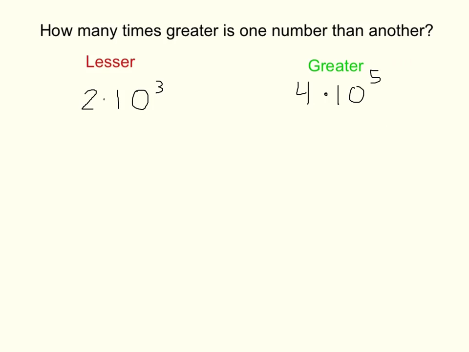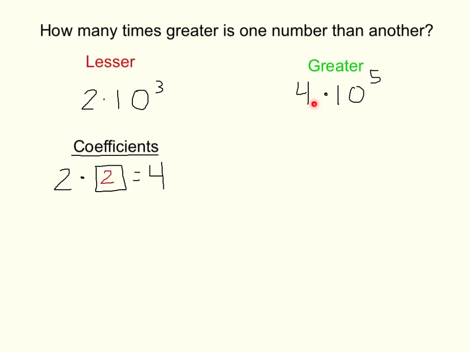Our next step is to compare the coefficients. When we went from this 2 to this 4, what happened? So essentially we're asking ourselves, 2 times what equals 4? Well, 2 times 2 equals 4. That lets us know how many times greater the coefficients are from each other.